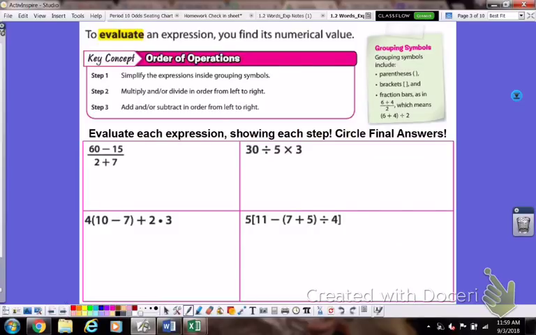Okay, so next up, now that we know how to take a verbal expression and change it into a numerical expression, we want to work on evaluating that expression. Evaluate means that we are going to find the solution. So if you want to make a little note here, evaluate means find the solution.